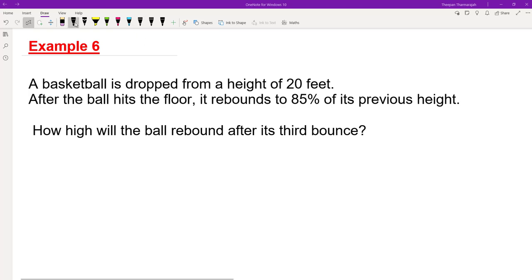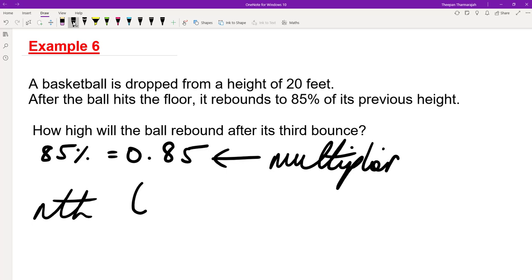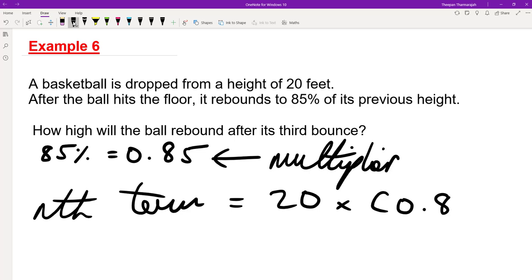So what we do now is we say, right, we know it goes to 85% of its previous height. So 85% is our multiplier. So we're going to say 85% is the same as 0.85, and I'm going to annotate that as multiplier. That's our multiplier here. And then the initial height, so we're going to write down the nth term. So the nth term of this is the initial height, which is 20, times by the multiplier, which is 0.85, and we raise that to the power of n.